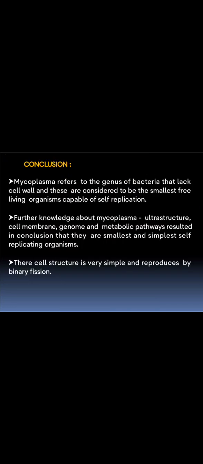So coming to the conclusion, this genus lacks a cell wall, and it's the smallest free living organism that is capable of self-replication. Further knowledge about Mycoplasma, its ultrastructure, cell membrane, genome and metabolic pathway resulted in the conclusion that they are the smallest and simplest self-replicating organisms, the structure is very simple, and it reproduces by binary fission.